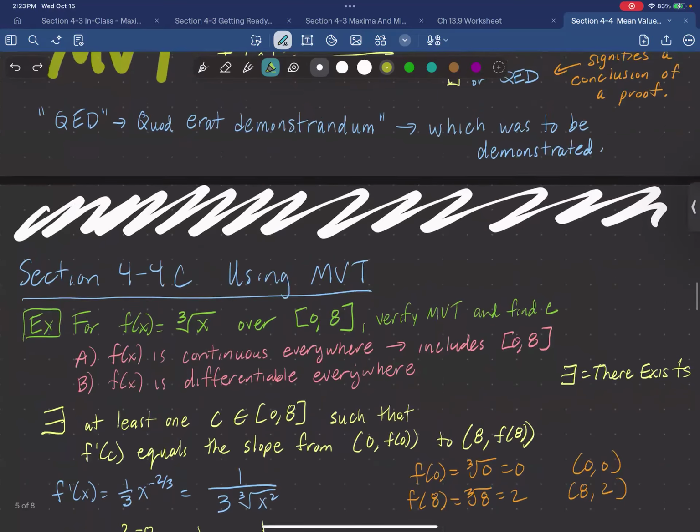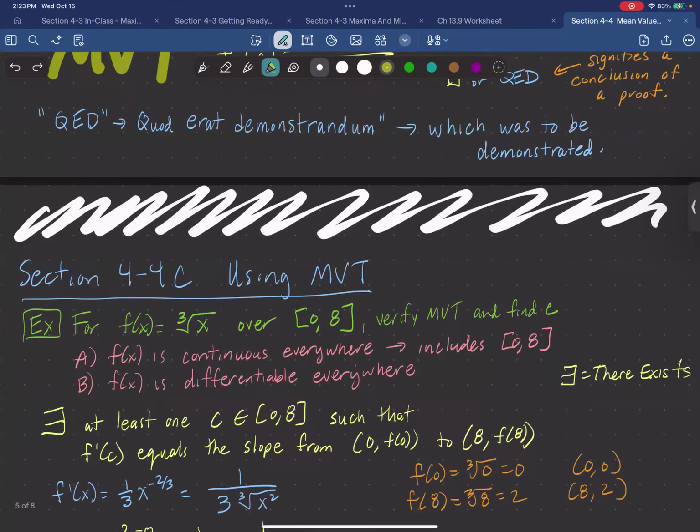So take a look at this. The derivative of f of x is 1/3 x to the negative 2/3. If we rewrite it as a radical, we've got 1/3 times the cube root of x squared on bottom. We do need f of 0 and f of 8, so I found them here. F of 0, you plug in, cube root of 0 is 0. We plug in 8, the cube root of 8 is 2. So we've got the points 0, 0 and 8, 2.